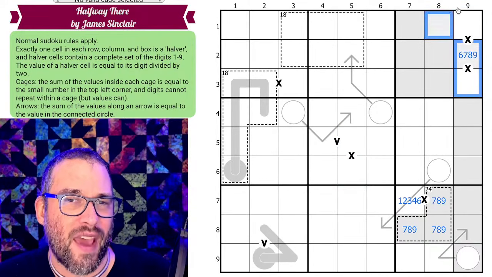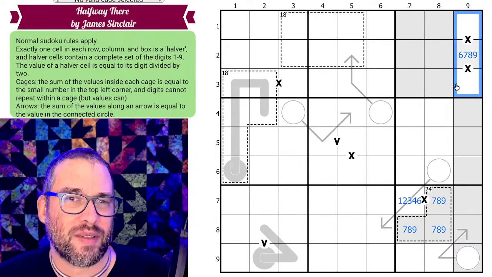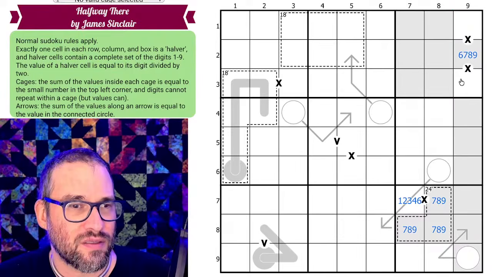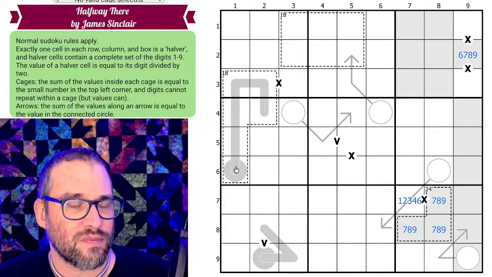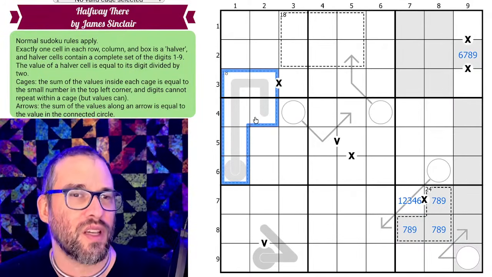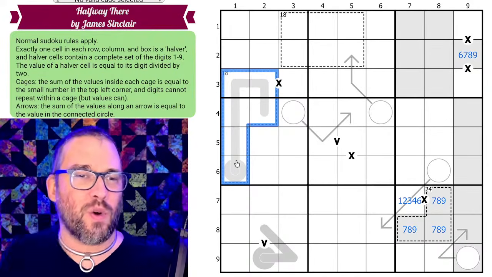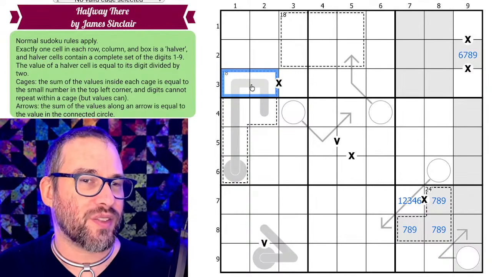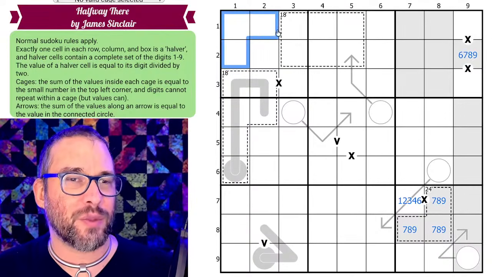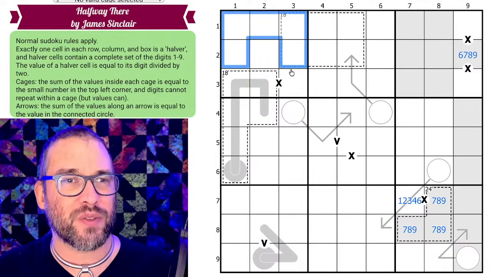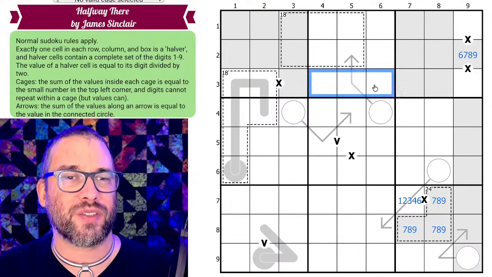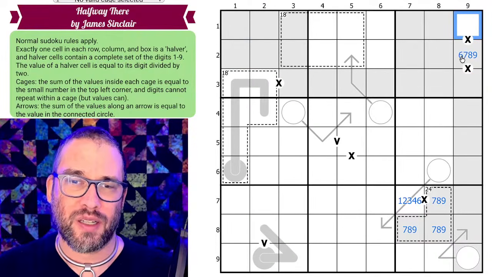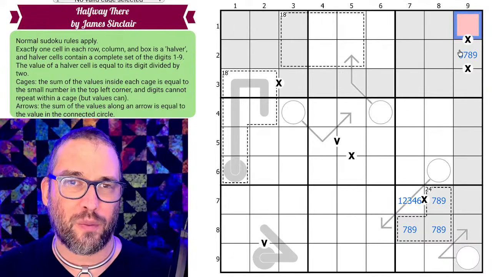Half cells on an X have to be a whole number, so they have to be even. So what we're saying is there are two halvers in this cage, which means one of these has to be a halver, which means the rest of this box and the rest of this row are not halvers, and therefore we have placed our first halver, which will be red, I guess.